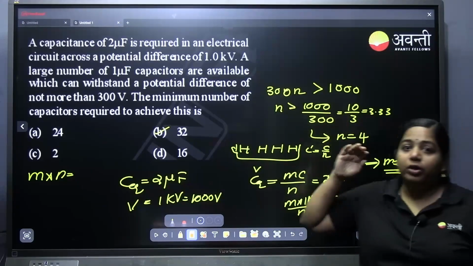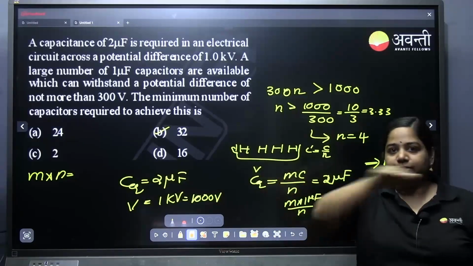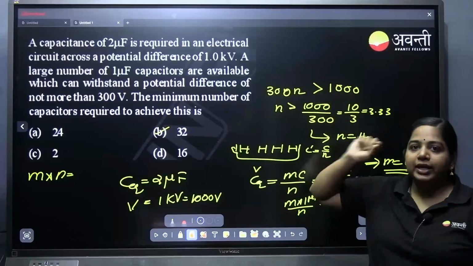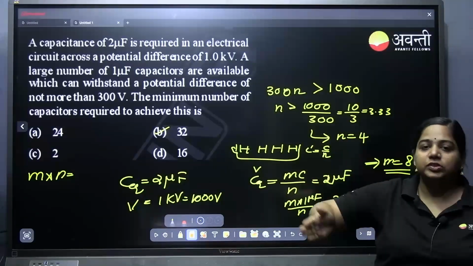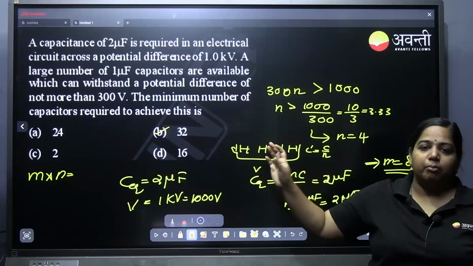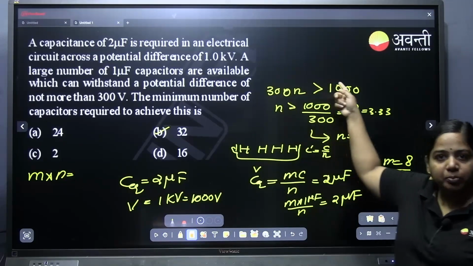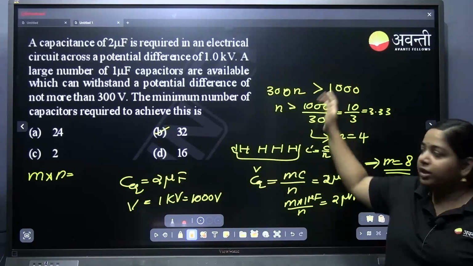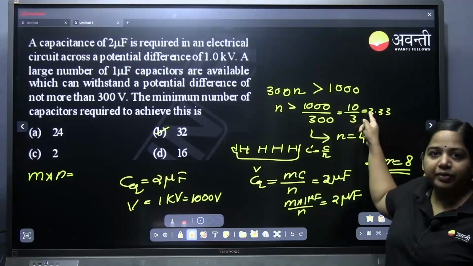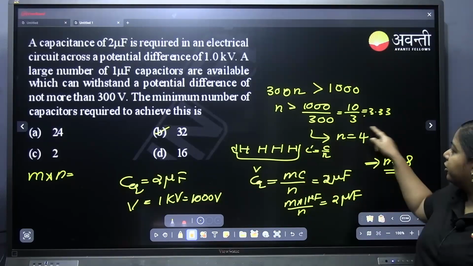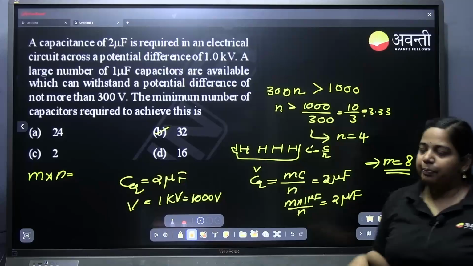Like total volt will be split in series. Series connection will have voltage split. So each will take 300 volt. So n number of capacitors we should connect in series. So n into 300 should be equal to 1000. We will get 3.33, but it is not a whole number. We need a whole number, so we will round it to 4, the next whole number.